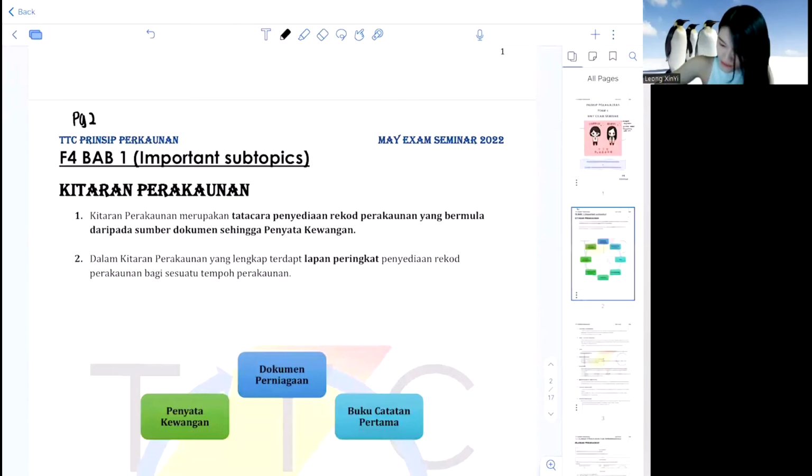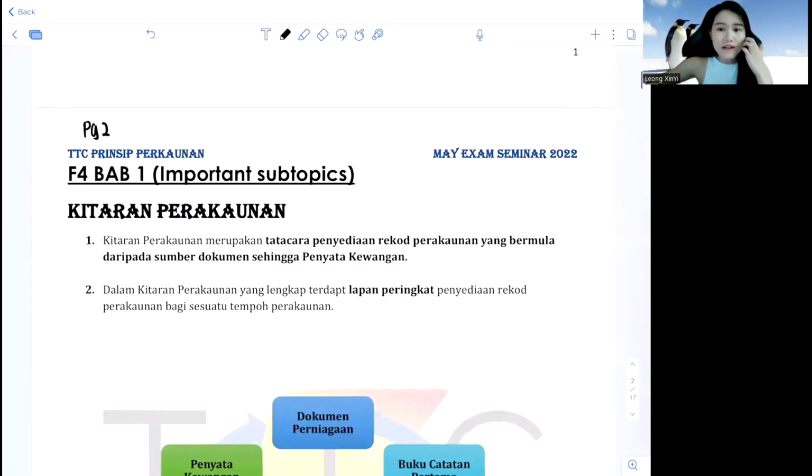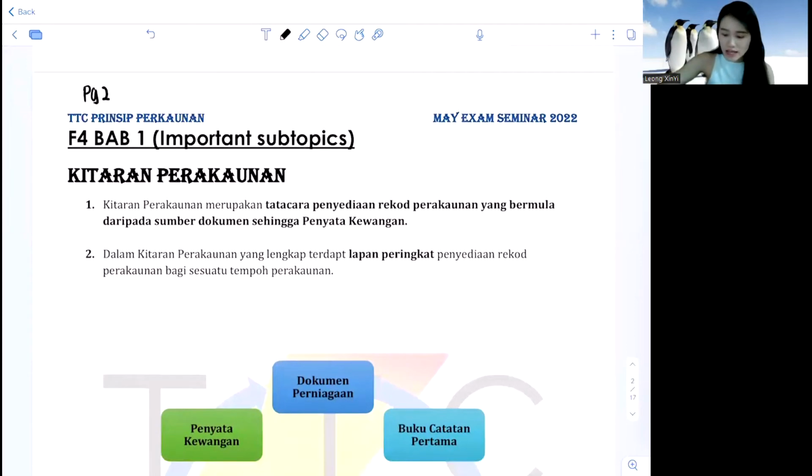So you guys take a look at page 2. Now, the Kitaran Perakaunan is actually a cycle that we have to follow, accounting cycle. So this cycle would be done every year by the accountants. So why do we need to have this cycle? So that you know what are your first step, your second step, third step, and the fourth step.